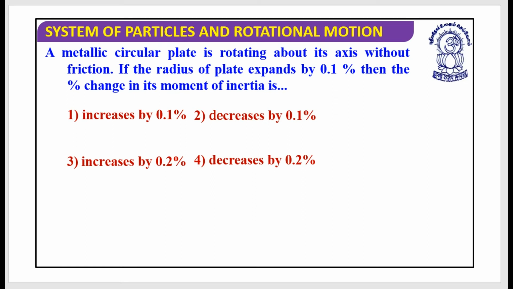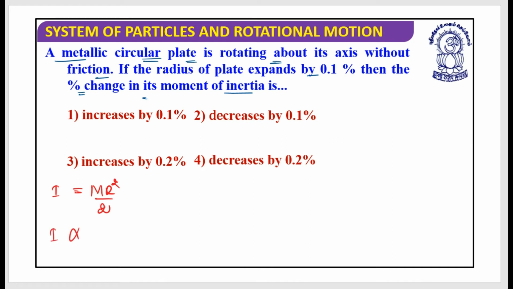Let's look at this question. The question says that a metallic circular plate is rotating about its axis without any friction. If the radius of the plate is expanded by 0.1 percent, what is the percentage change in its moment of inertia? So a circular plate is rotating about its axis without friction, and we are going to increase the radius of the plate. What I know is that the moment of inertia I for a circular plate is I equals mr² by 2.